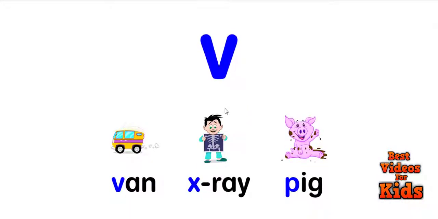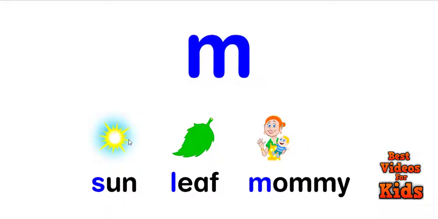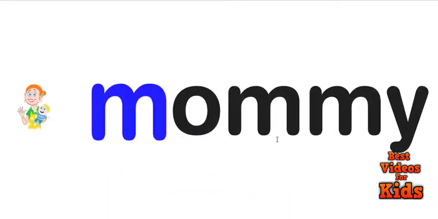Which word starts with the letter V? No, try again. That's right. V is for van. Which word starts with the letter M? That's right. M is for mommy.